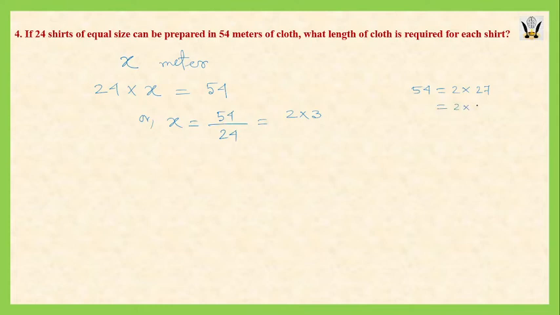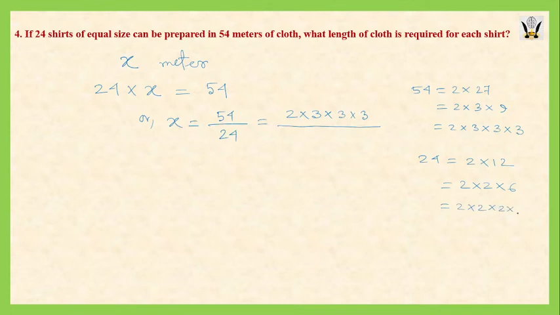27 can be further factorized as 3 multiplied by 9, and then 9 can be further factorized as 3 multiplied by 3. So finally in the numerator it will be the multiplication of all these values or integers. Then in the denominator we have 24. 24 can be factorized as 2 multiplied by 12. Then 12 can be further written as 2 multiplied by 6, and then 6 can be further factorized as 2 multiplied by 3. So it will be written as this.